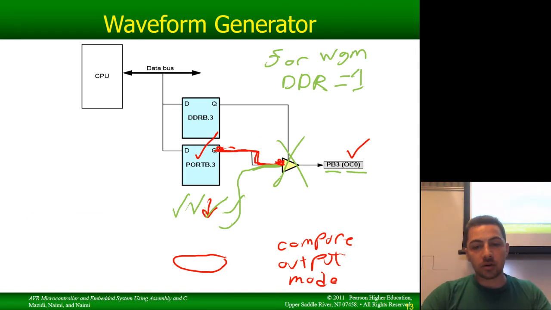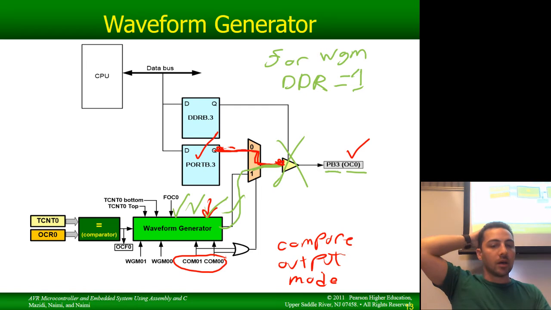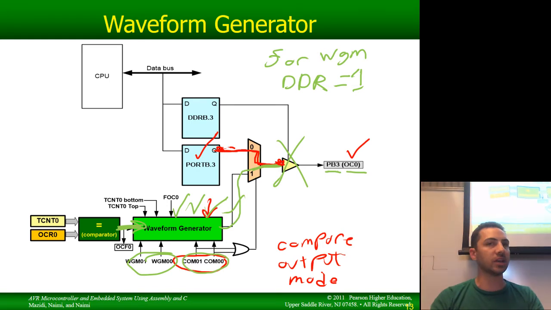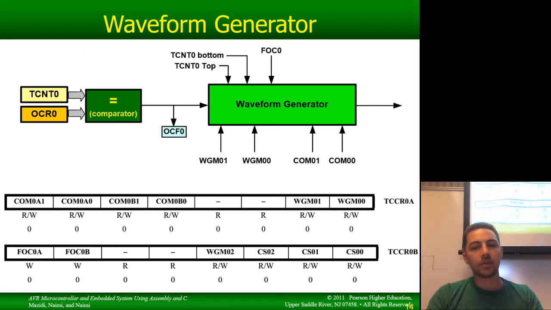So compare output mode. It looks like there's a little bit more. Compare output mode. Now, the waveform generator takes in a bunch of stuff. First off, it knows if an output compare match has happened. It knows what waveform generation mode you've selected, and it's got the COM bits. And it's got 2 COM bits for each channel. We've got 2 channels. Okay. So let's go into that a little bit more. Okay. Here is the waveform generator. This is what comes out. This is the actual output, a 0 or a 1.